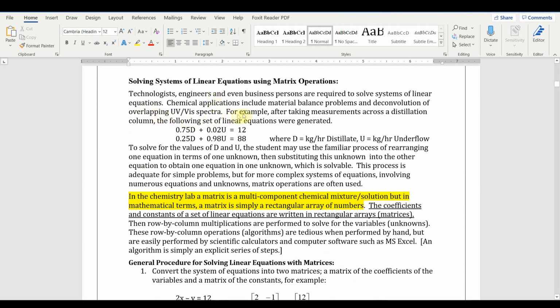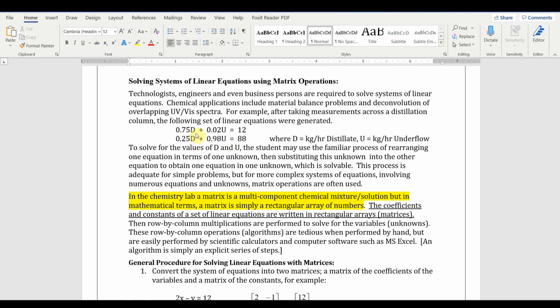Technologists, engineers, even business people are required to solve systems of linear equations. Chemical equations include material balance problems and deconvolution of overlapping UV-Vis spectra. For example, after taking measurements across a distillation column, the following set of linear equations were generated. Now, don't worry if you don't understand where these equations come from at this point. We'll do this later, but for now, just appreciate I have two linear equations with the same variables in them. Two equations, two unknowns. I should be able to solve them.